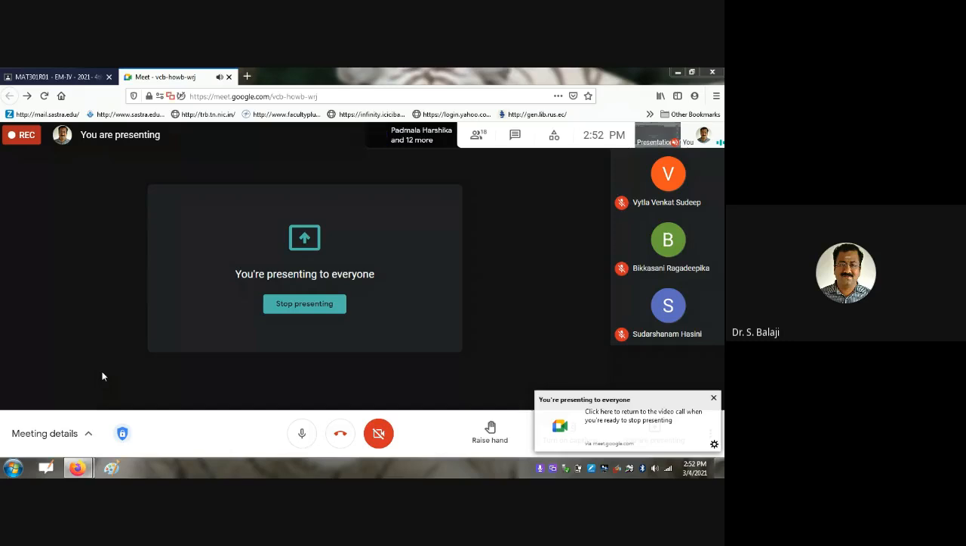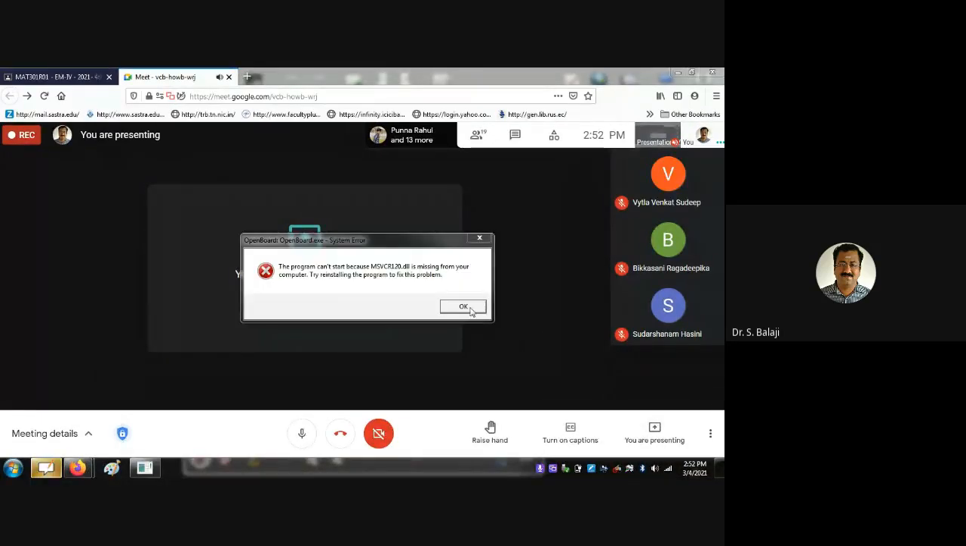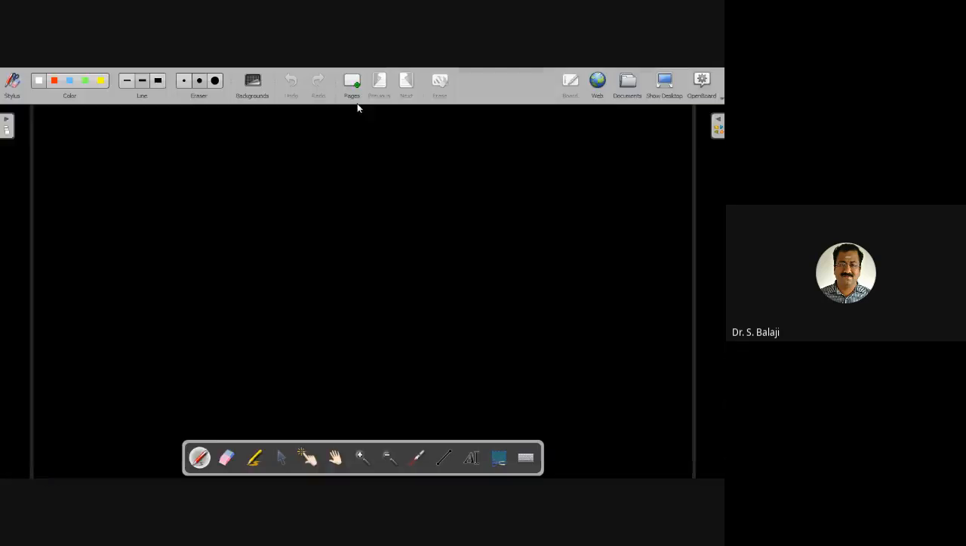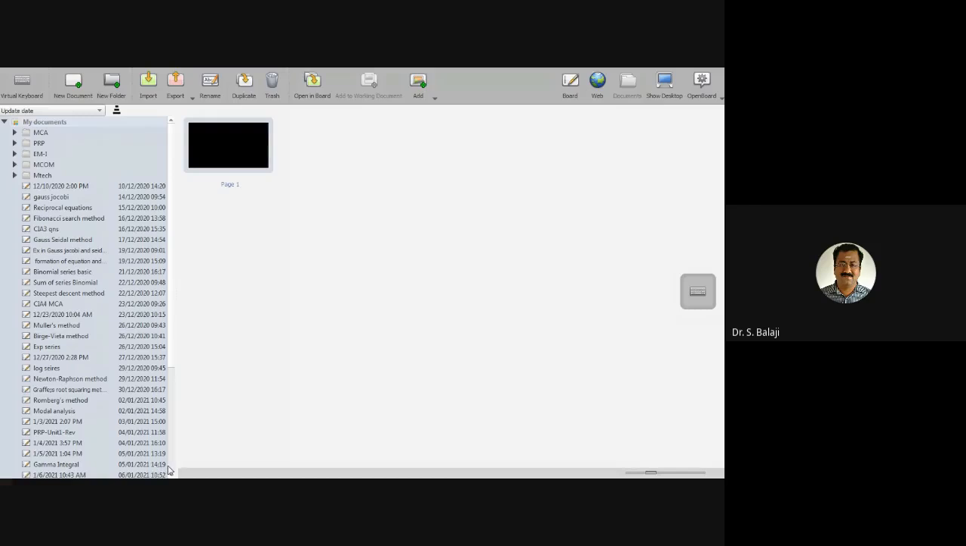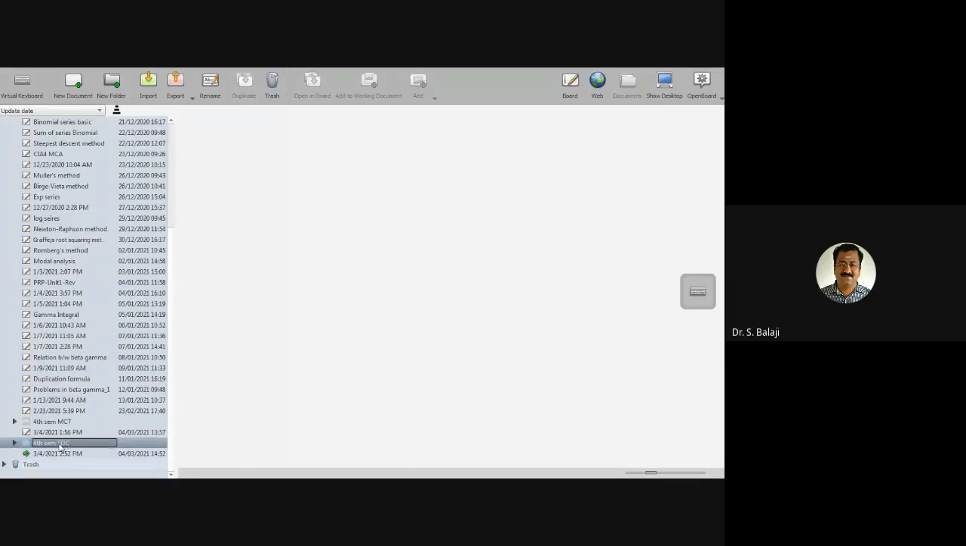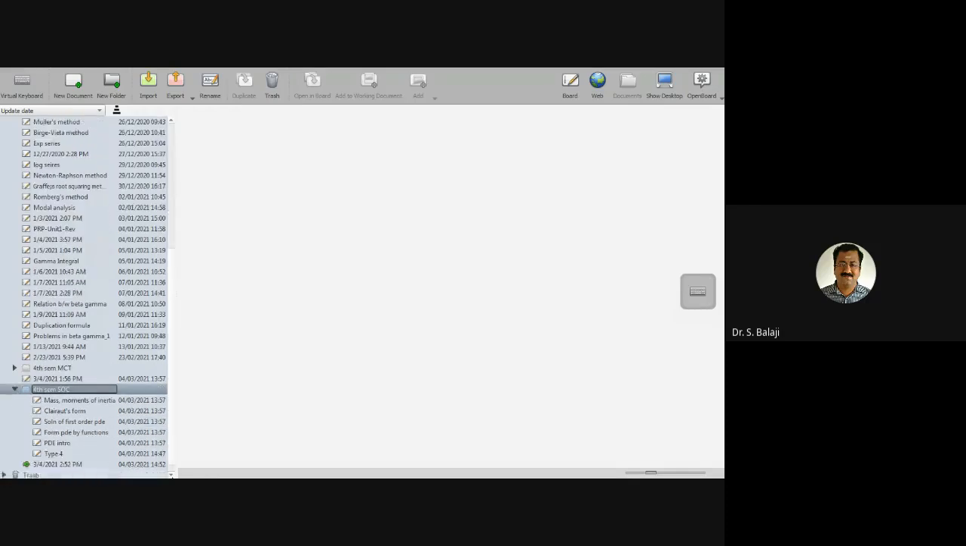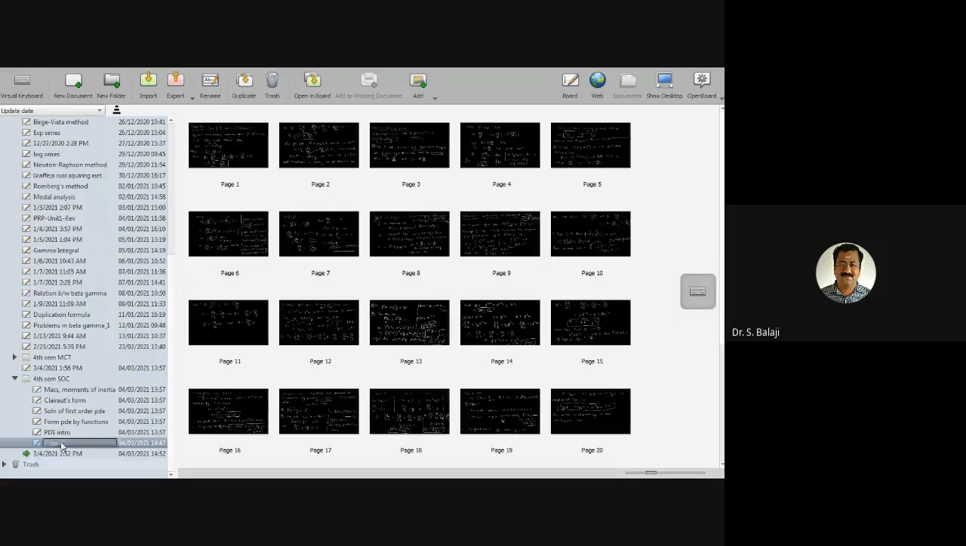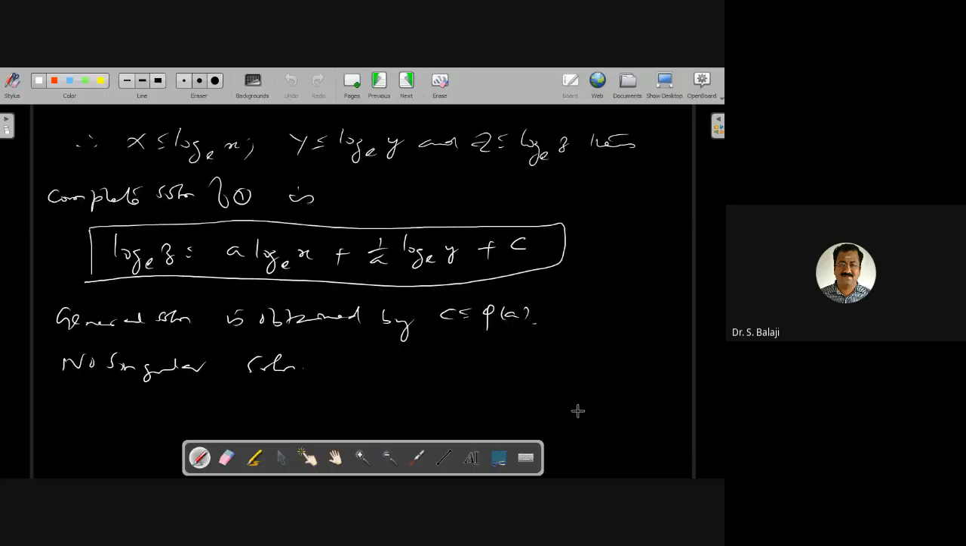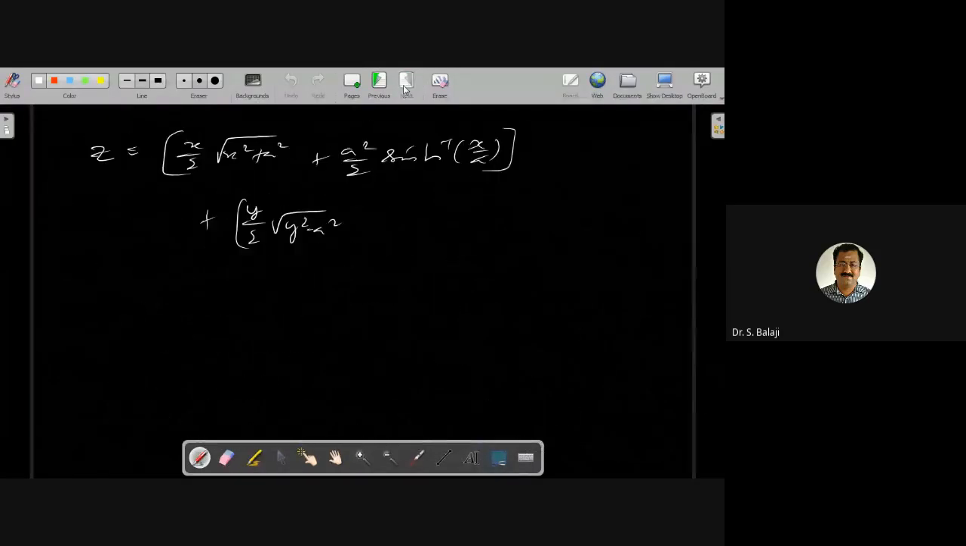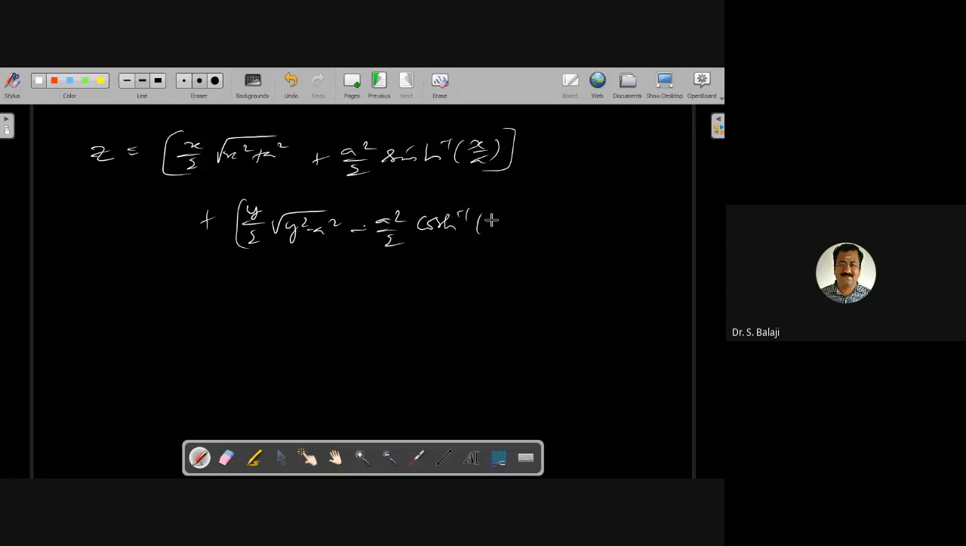Yes, the second term is y by 2 square root of y square minus a square, minus a square by 2 cosh inverse of y by a, plus c.